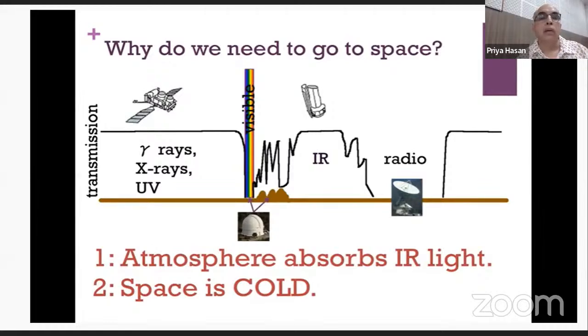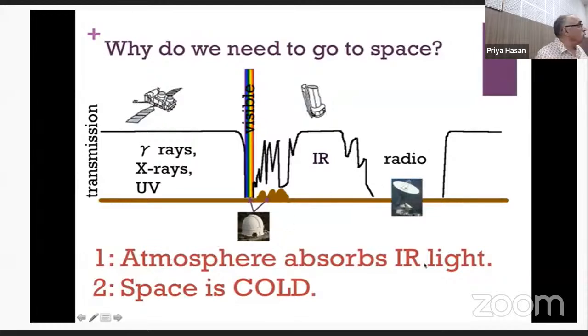If you pick your window very carefully and you go to a very high, very dry mountain, then yes, you can observe from those windows. But longer wavelengths, really, you have no choice. You have to go to space. And by the time you make it to the radio, those do make it. That light does make it down to the ground. Submillimeter is kind of in between IR and radio.